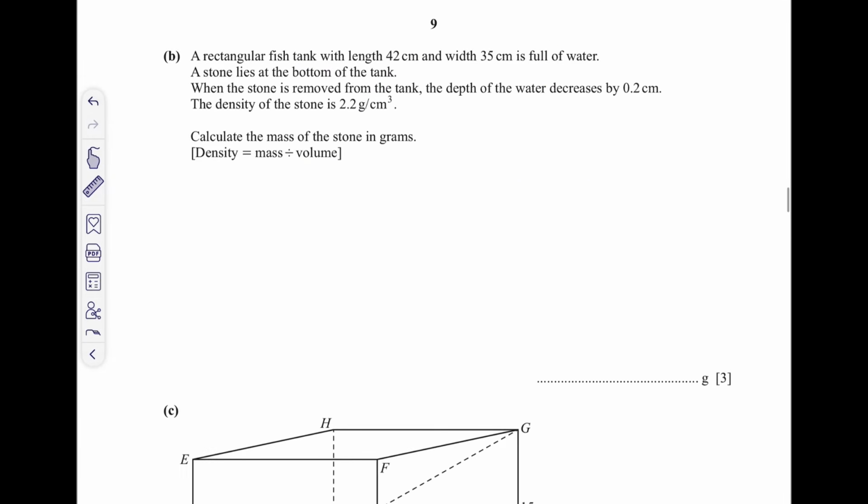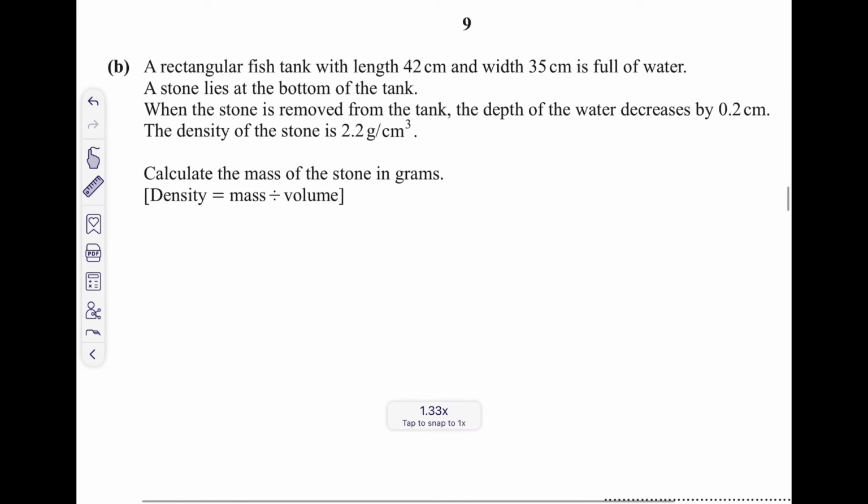A rectangular fish tank with a length of 42 centimeters and a width of 35 centimeters is full of water. There is a stone which lies at the bottom of the tank, and when the stone is removed from the tank, the depth of the water decreases by 0.2 centimeters. The density is given, find the mass. So there's a rectangular fish tank which is 42 and 35, and it's full of water. But when you remove the stone, the depth decreases by 0.2 cm.